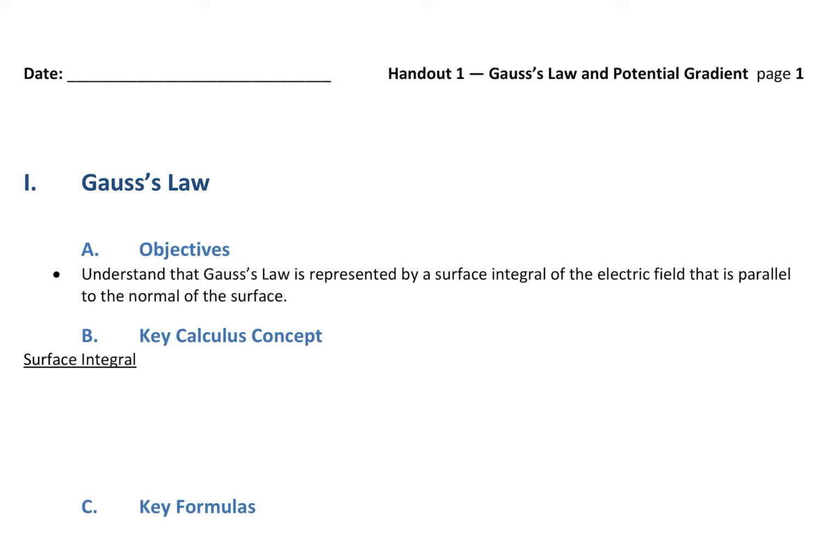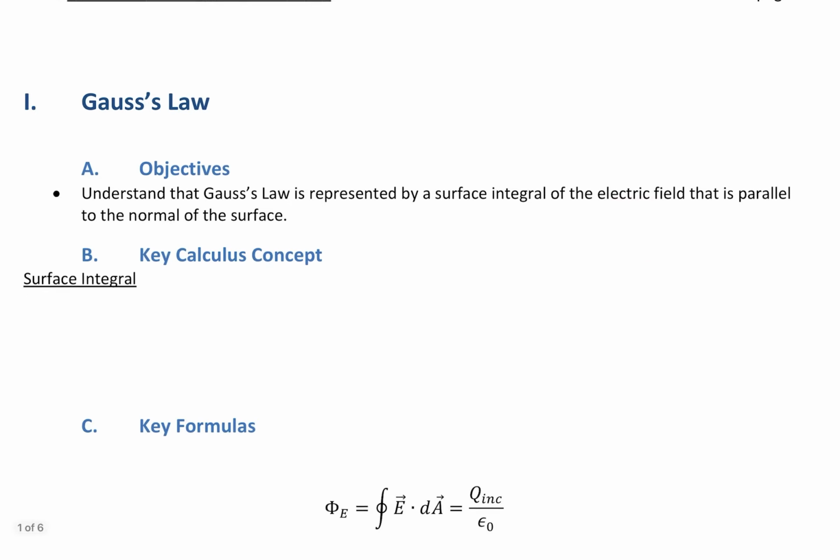All right, our objective in part one about Gauss's law is to understand that Gauss's law is represented by a surface integral of the electric field that is parallel to the normal of the surface. Now, these lectures only make sense if you've already seen the ideas presented in the lectures on electricity and magnetism, okay? Okay, so let me talk about the electric field among other things.